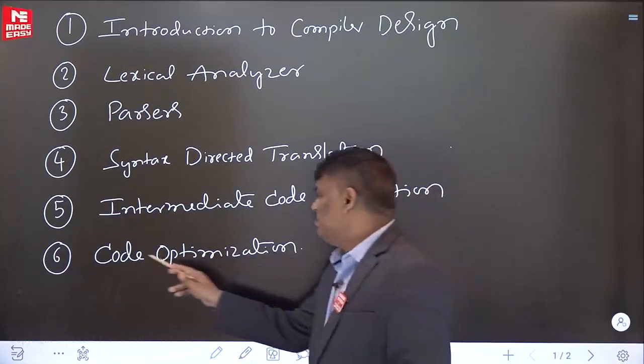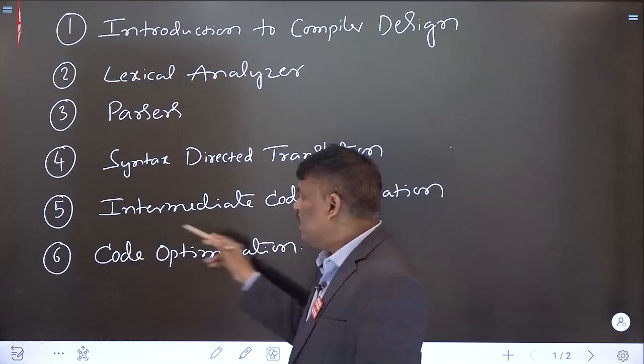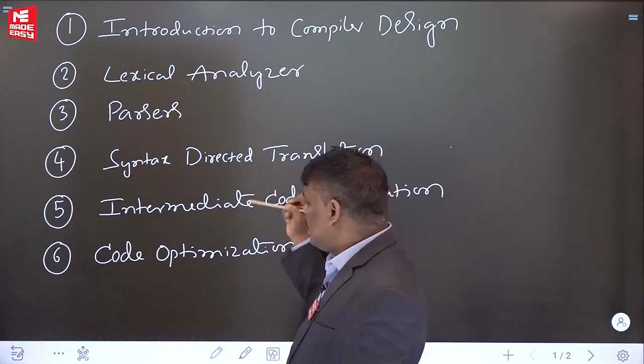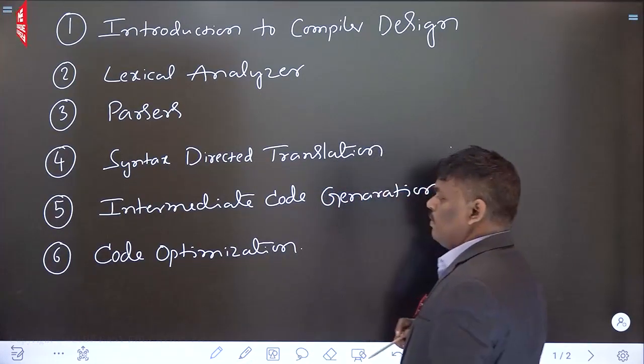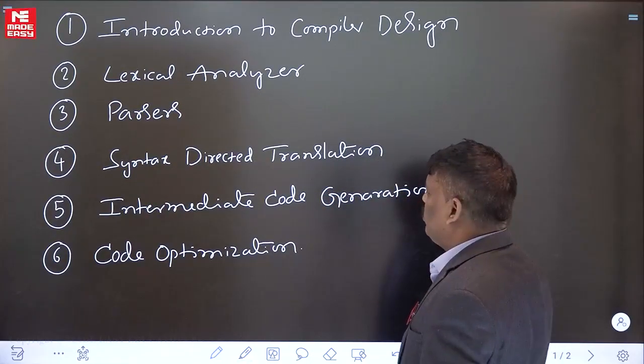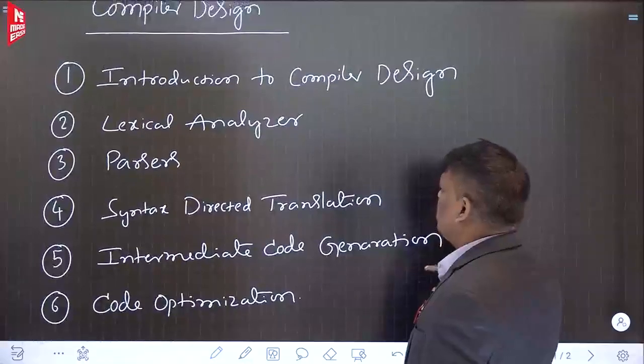This is the new one added. Until last year's GATE examination, only 5 chapters were there, 1 to 5. This year, code optimization is newly added. Anyhow, these are the 6 chapters.